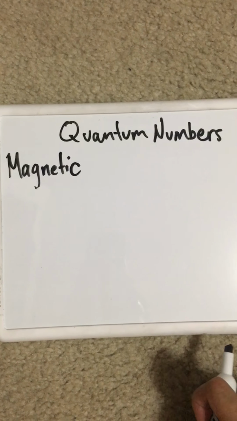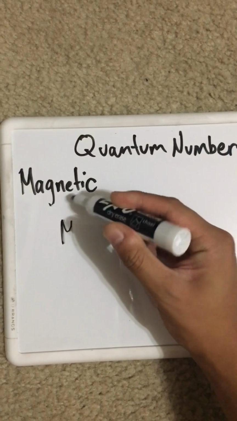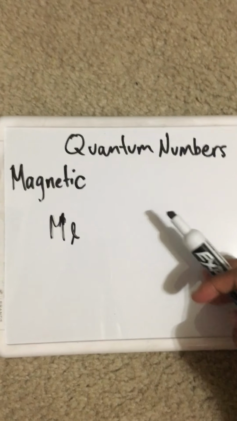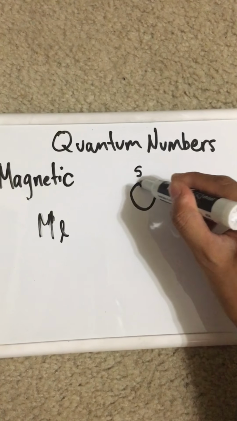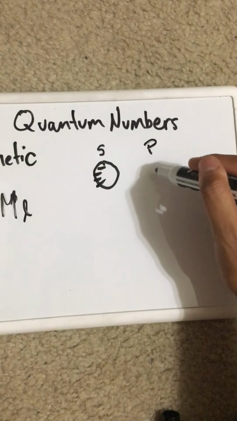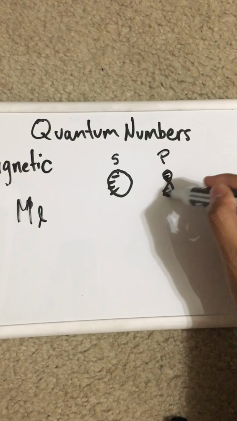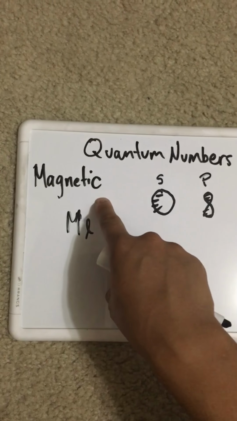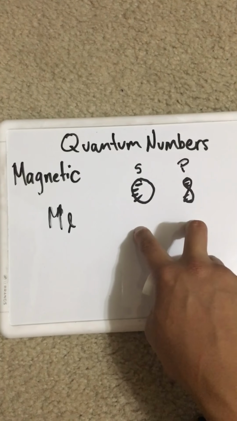The third quantum number is the magnetic quantum number. It's represented by the letter M subscript L. The last quantum number we learned that in the S sublevel we have sphere-shaped orbitals, and in the P sublevel we have this shape orbitals. So we learned about the shapes of orbitals. Now with the magnetic quantum number, we'll learn how these orbitals are oriented in space.